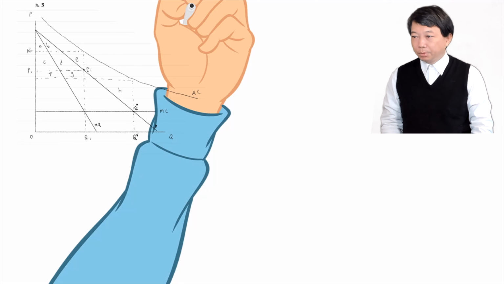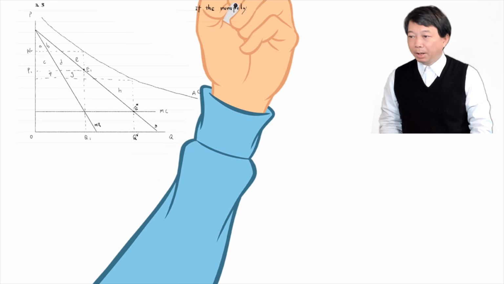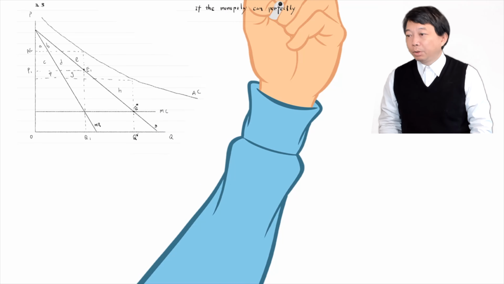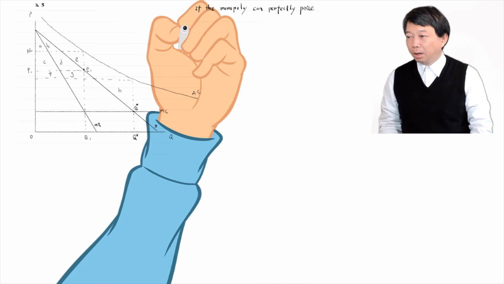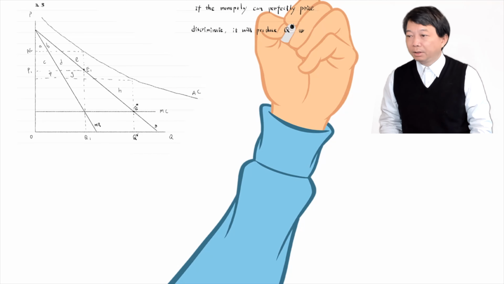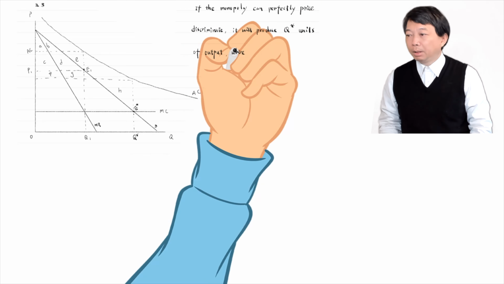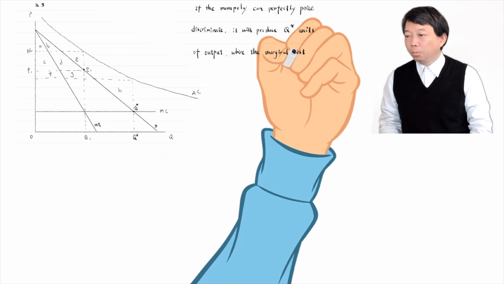As the graph shows, the marginal cost curve is horizontal, and the natural monopoly's average cost curve is downward sloping. If the monopoly can perfectly price discriminate, it will produce Q star units of output, where the marginal cost curve intersects the demand curve. The monopoly sets prices along the demand curve.